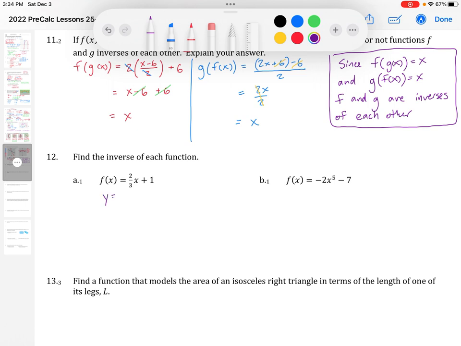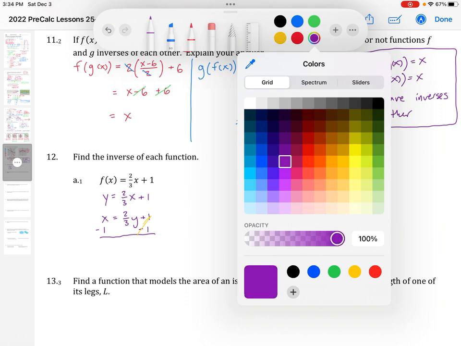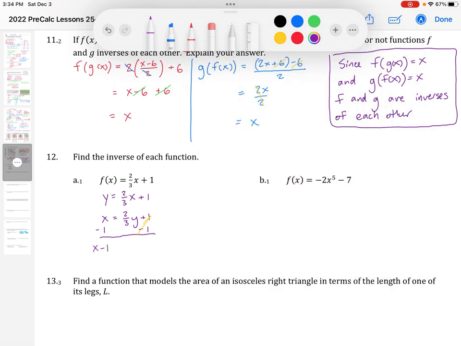So we're just given a function. The first step is to write it as y equals, and then the second step is to switch x and y. And now we're going to solve this for y. So I'm going to subtract 1. So these cancel. And then I'm going to say x minus 1 is equal to 2/3 y.